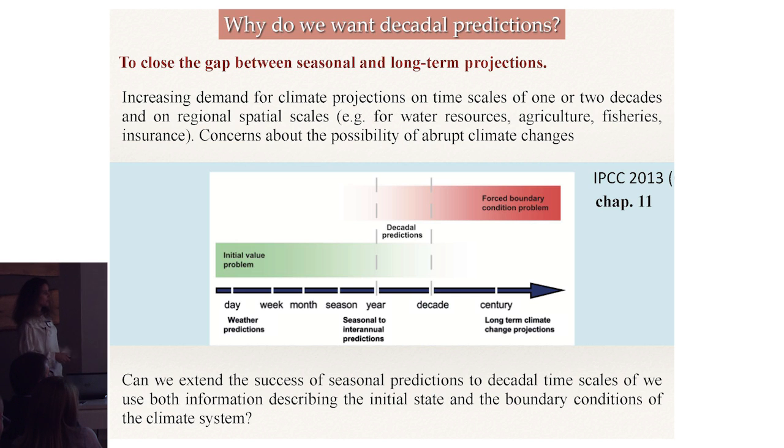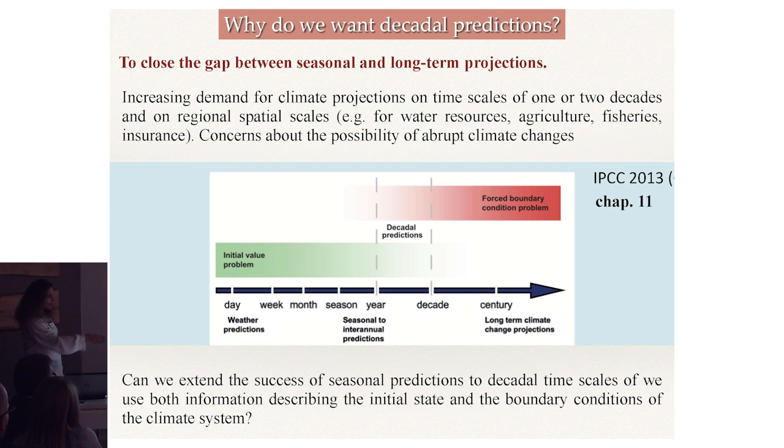So the motivation really was, given the information we can get from the climate system, in particular from the ocean, can we extend the success of seasonal prediction to decadal timescales if we describe the initial state and the boundary condition? Those who are familiar with short-term prediction know that weather and seasonal prediction are what we call an initial value problem. You initialize your model and then you run your forecast, while for the long-term projection, you don't put in initial conditions, but just the information we call the external forcing. So it's a forced boundary problem.